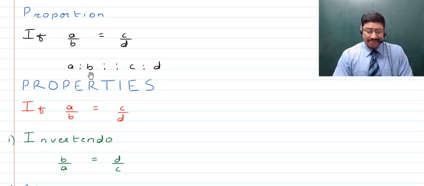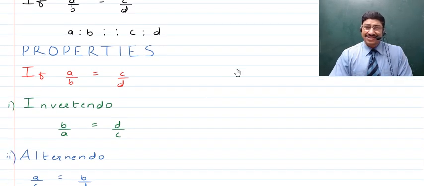So A is to B is one ratio, C is to D is another ratio, and as they are equal, that is written by the proportionality sign, that is by these four dots. Now, after we talk about a proportion, there are certain properties that proportions have.